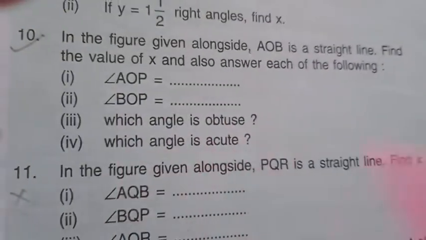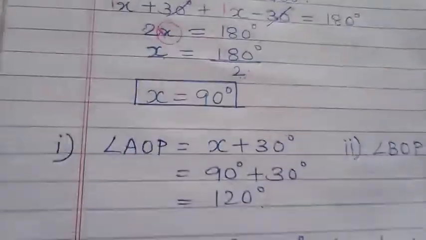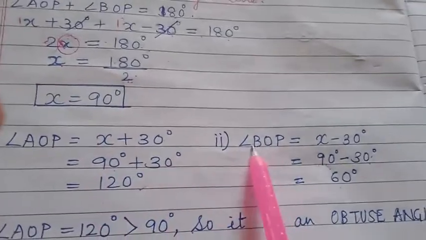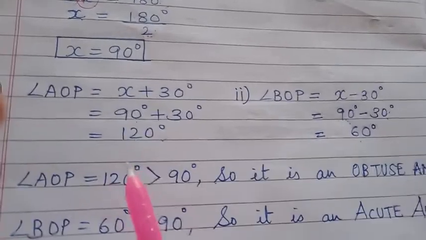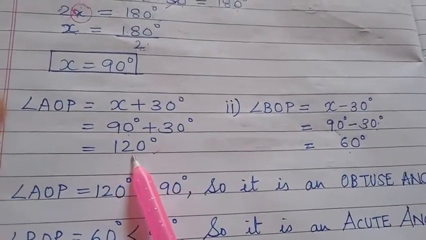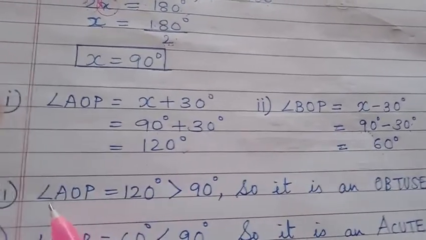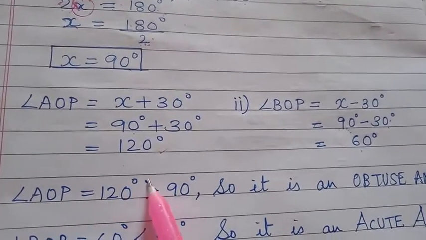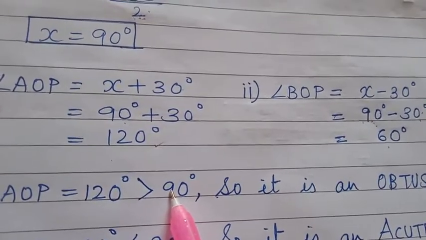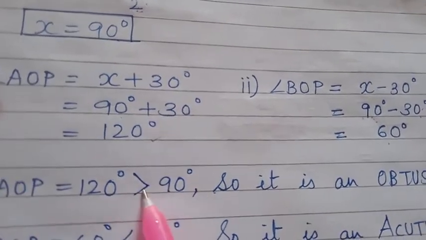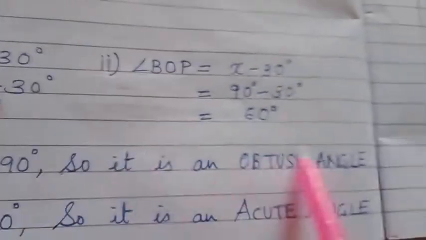Let us see the third question: which angle is obtuse? We have found two angles, angle AOP which is 120 and angle BOP which is 60. So which angle is obtuse? Obviously 120 degrees is obtuse, since angle AOP is equal to 120 degrees, which is more than 90 degrees. So it is an obtuse angle.